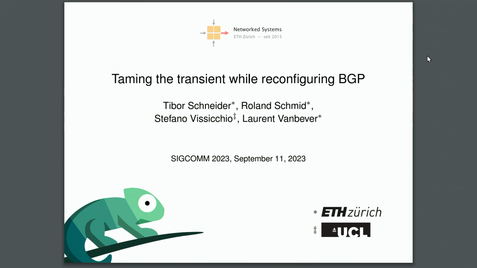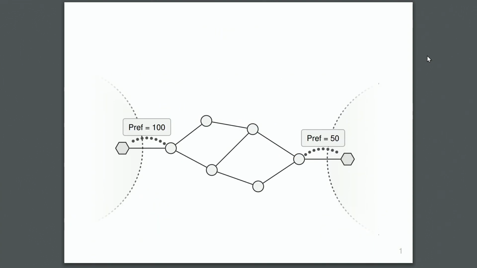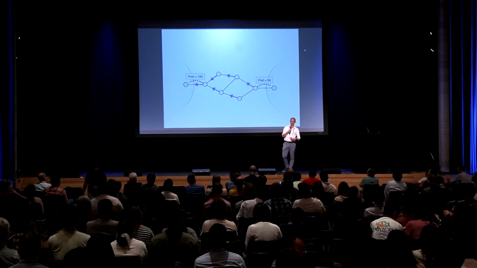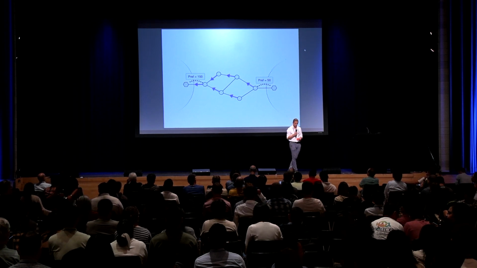Thank you. So let's put ourselves in the shoes of a network operator. You're operating that network here. It's very small. It has two neighboring peering networks. Both peering networks advertise prefixes via BGP, but the network prefers routes towards the left due to a higher preference.